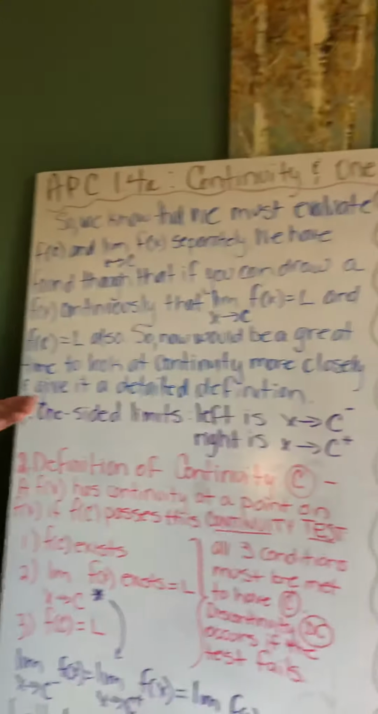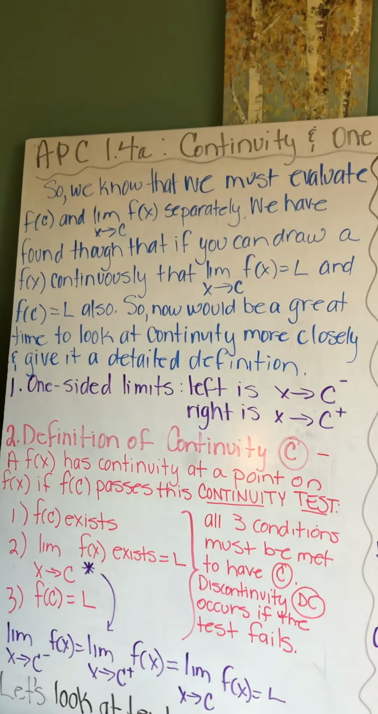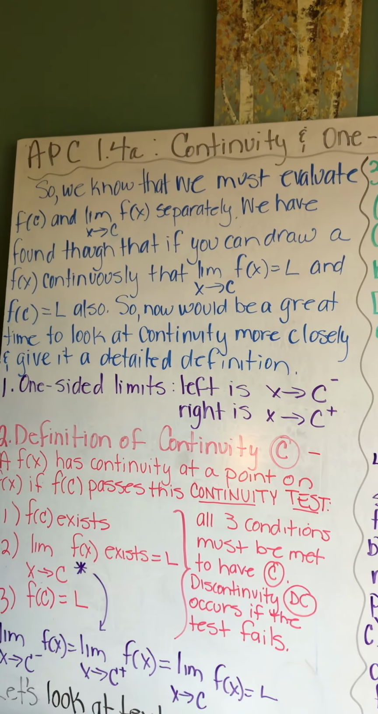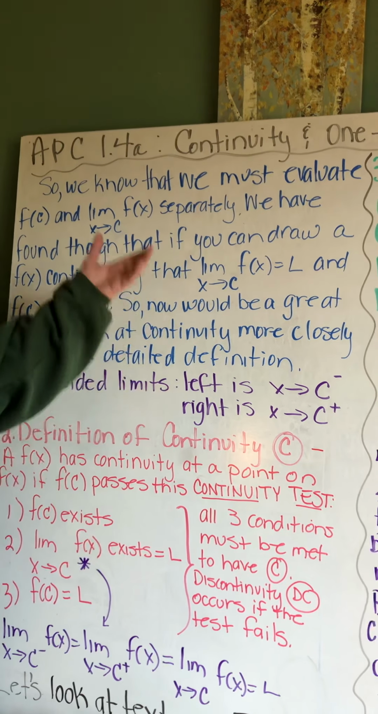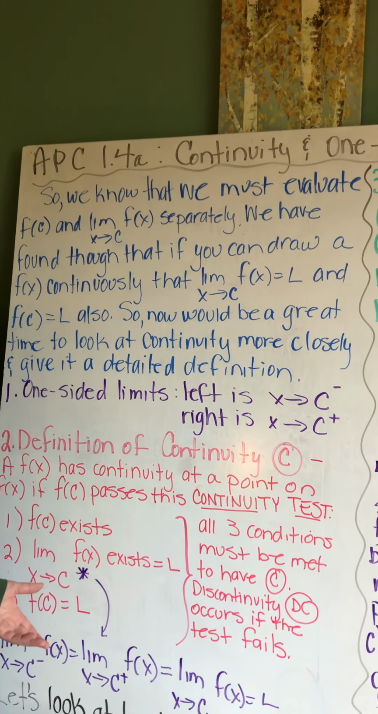We said we have to talk about the limits separately from the value of the function at that x we're approaching, but very often the limit does equal the value of the function because we have nice, well-behaved, smooth functions that we call continuous because we can draw them continuously. But we need to be a bit more detailed about what continuous really means.